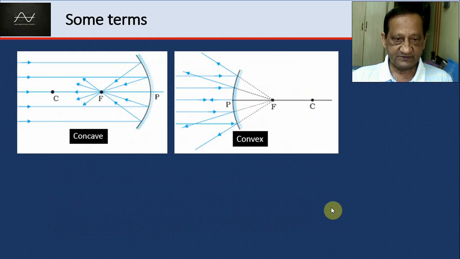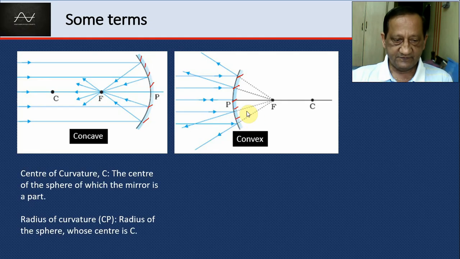So some terms. Here is a concave mirror. This one is silvered. And this is a convex mirror. This one is silvered. So some terms. First of all, this is a part of a sphere. So the center of that sphere is called the center of curvature C. The radius of curvature would be called the distance between the center and this part, P.